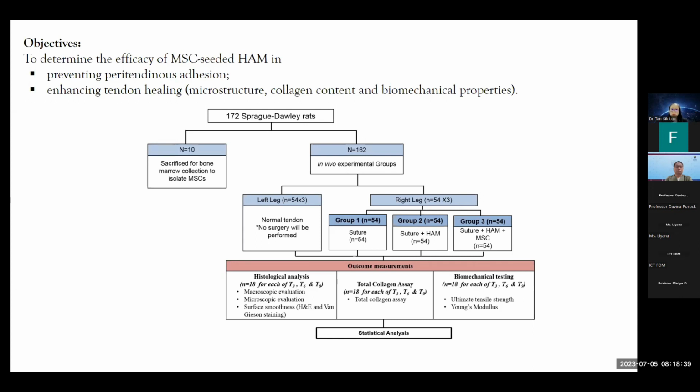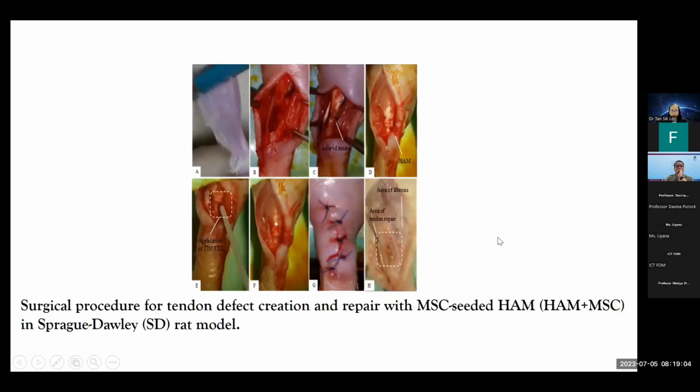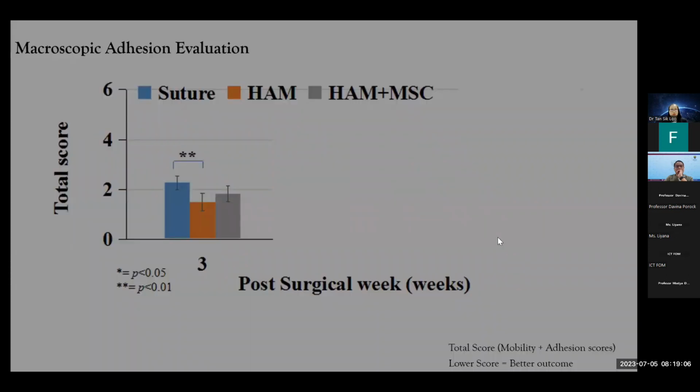In this study, no surgery was performed on the left Achilles tendon, and the right tendon was created with a defect and either treated with the conventional suture, or suture plus the membrane, or suture plus the membrane seeded with BMSC. So this is a diagram of the surgery.